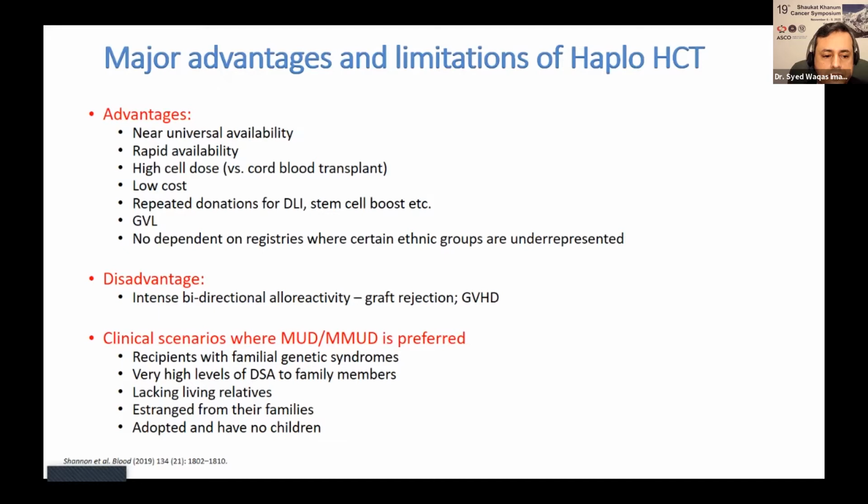Still, some scenarios exist where a match unrelated or a mismatch unrelated transplant is preferred. These include recipients with familial genetic syndromes, recipients who have very high levels of donor-specific antibodies to the family members, patients who lack living relatives or are estranged from their families, and of course, every now and then we run into adopted children who have no biological family members available.